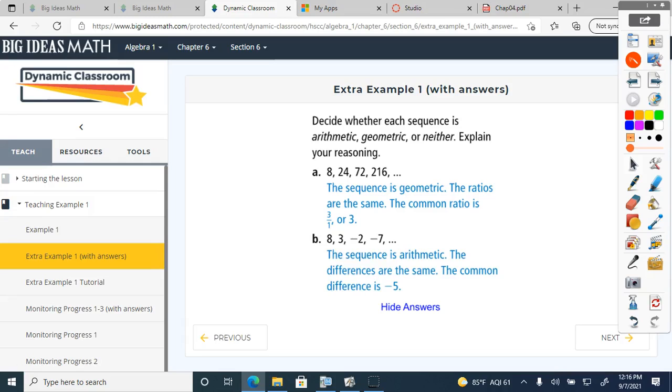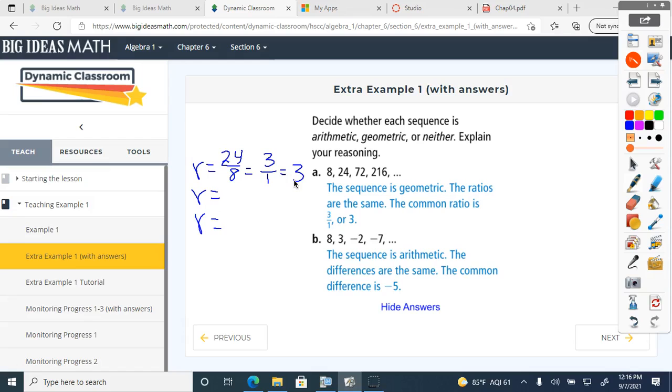Okay. Why did they put 3 over 1? Because a ratio, that's a great question. A ratio is a fancy word for fraction. So the way you get the common ratio, your R, is you take any of these numbers and you divide by the number in front of it. So like here, 24 divided by 8 reduces to 3 over 1, which is 3. So they're just saying it's 3 over 1 or 3.